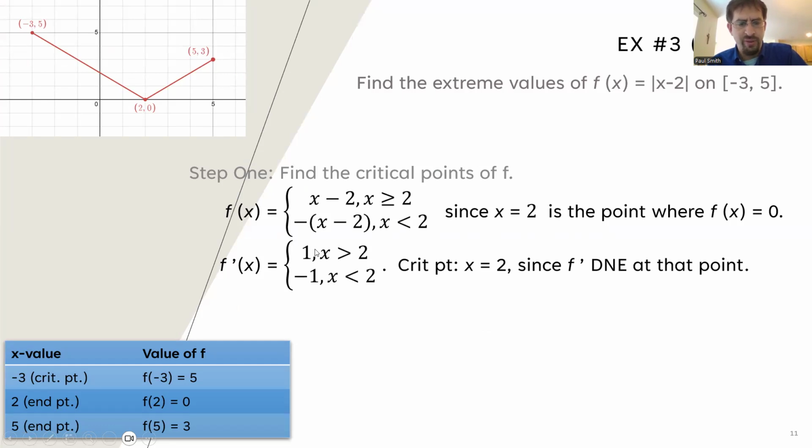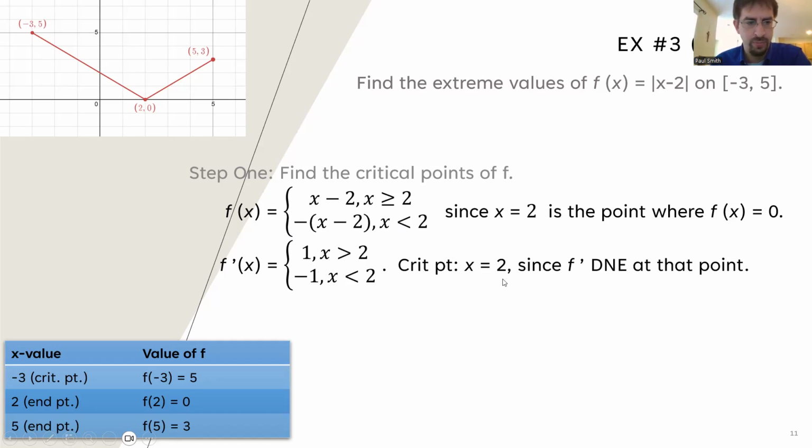Well, what does that tell us? Is the derivative ever equal to 0? No, not quite. But there is actually a critical point. The critical point is x is equal to 2 because to the right of 2, the derivative is 1, and to the left of 2, the derivative is -1. Since those don't match, we have a corner. Slopes are finite. They're not equal to each other. So the derivative does not exist at that point. That's a critical point we need to test.